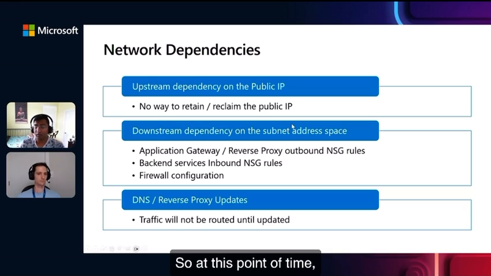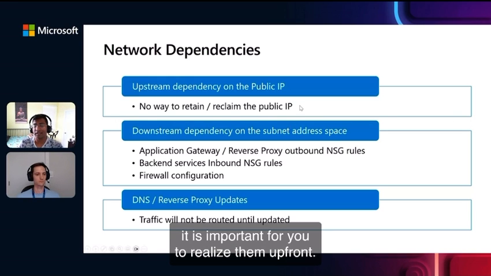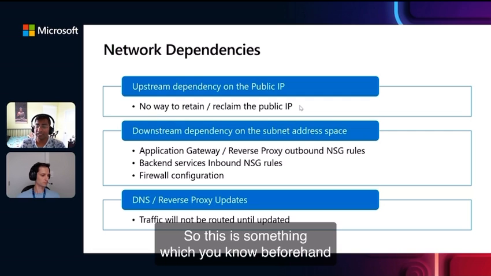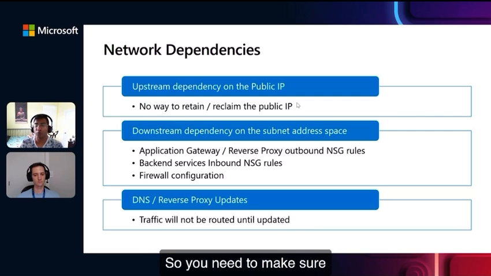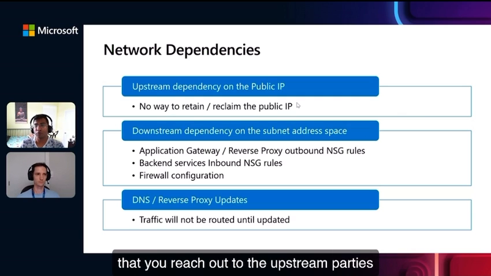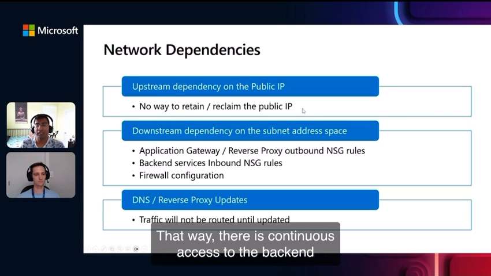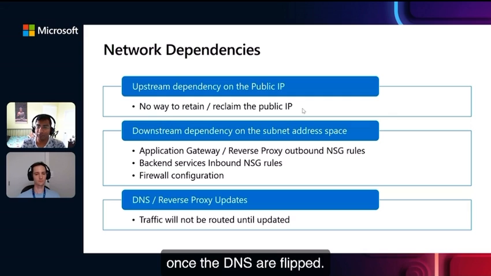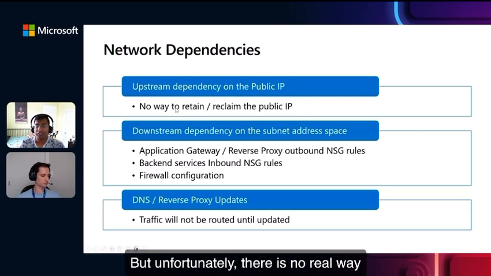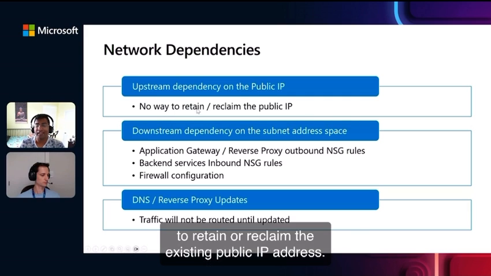At this point of time, it is important for you to realize this upfront. This is something which you know beforehand, that your public IP changes. So you need to make sure that you reach out to the upstream parties and have them update their dependencies beforehand. That way there is continuous access to the backend once the DNS is flipped. But unfortunately, there is no real way to retain or reclaim the existing public IP address.